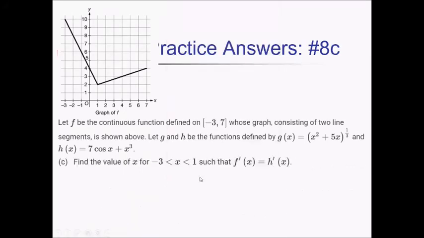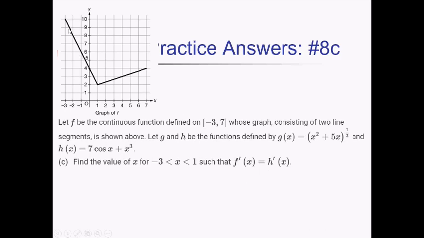For this last problem part, they want us to find the value of x on -3 to 1 such that f prime of x equals h prime of x. All right, so I'm eventually going to have to use the calculator, but before I do that, I'm going to need to show the people who are grading this what I'm actually setting up to do on the calculator. Let's start with f prime.